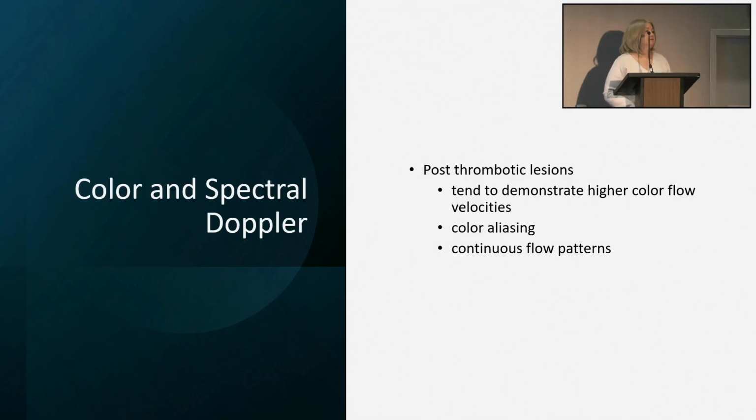Again, just like in an artery, you will get post-stenotic turbulence after an area of narrowing. So you'll get higher color flow, you'll get higher velocities from one segment. You'll see color aliasing. Sometimes you'll get a continuous flow pattern. You cannot hang your hat on just one of these. So we use a combination of diameters and flow velocities.